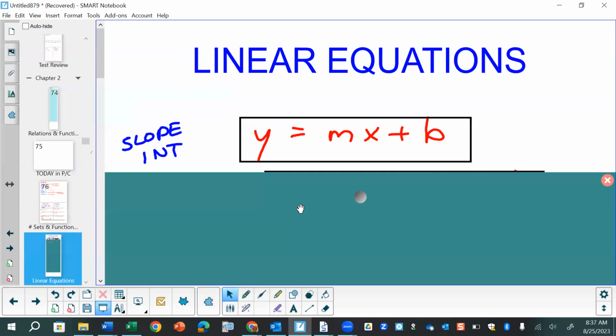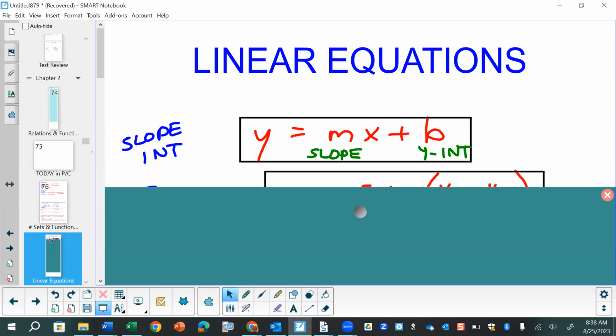Okay, write that down. How about let's talk letters. What's m? The slope. And what's b? Y intercept. And that's why they call it slope intercept form. That's the one everyone knows the best, but that's not the best one. This is.